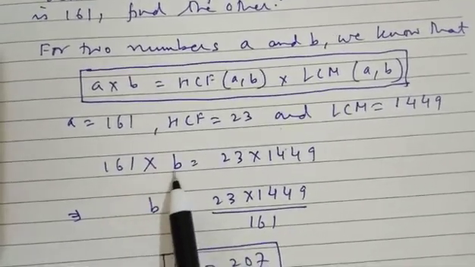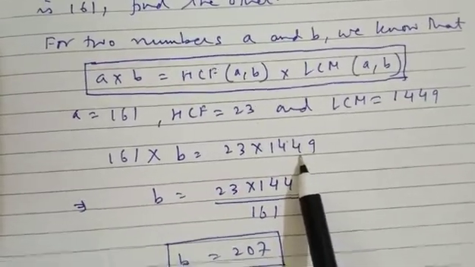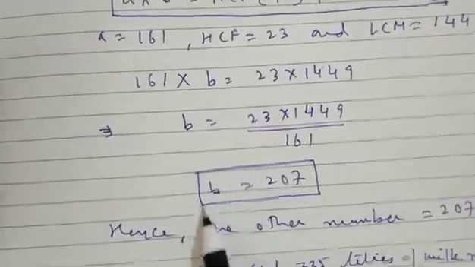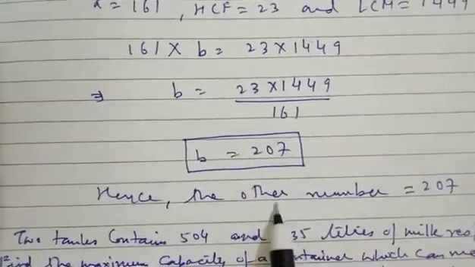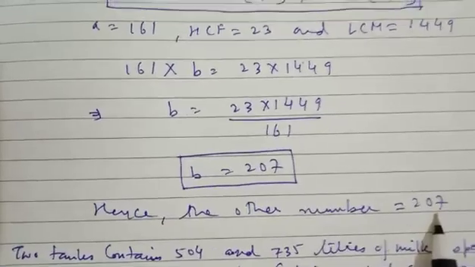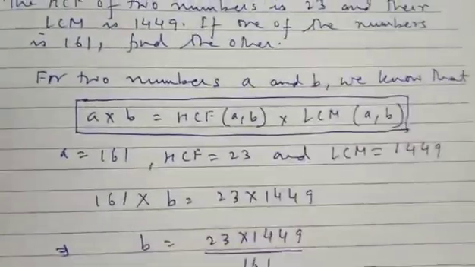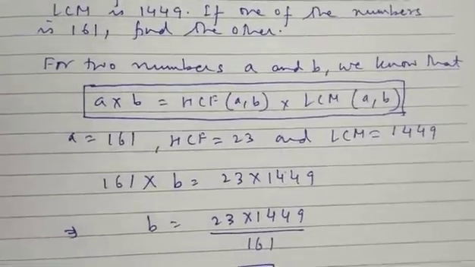Now we are going to use this formula and we are putting the values here. 161 into B equals 23 into 1449, which after solving is going to give me the answer as 207. And so the second number will be 207. So this formula was already explained in my previous video, and that is why I have taken this question once more as a revision question.